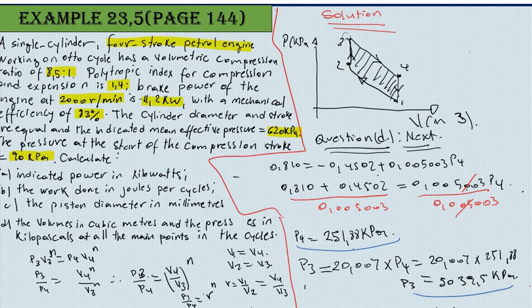So in question D, we basically need to have 8 elements: the pressure at 1 and the volume at 1, the pressure at 2 and its volume, the pressure at 3 and its volume, etc.